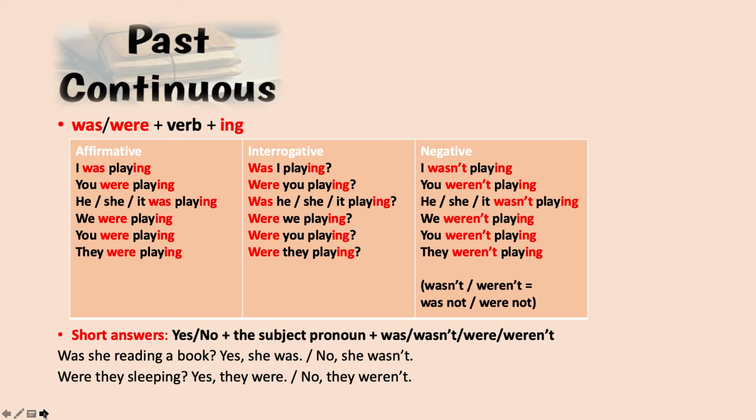In short answers, we only use yes or no plus the subject pronoun plus was, wasn't, were, weren't. Was she reading a book? Yes, she was. No, she wasn't. Were they sleeping? Yes, they were. No, they weren't.